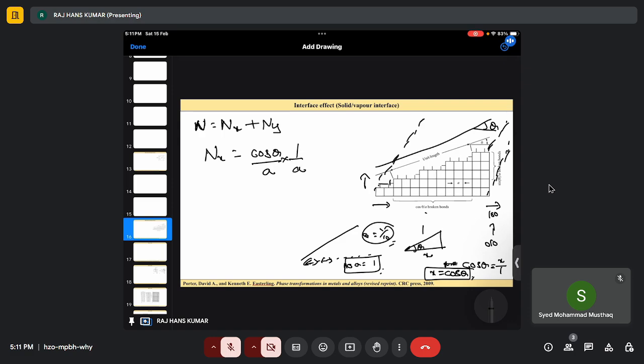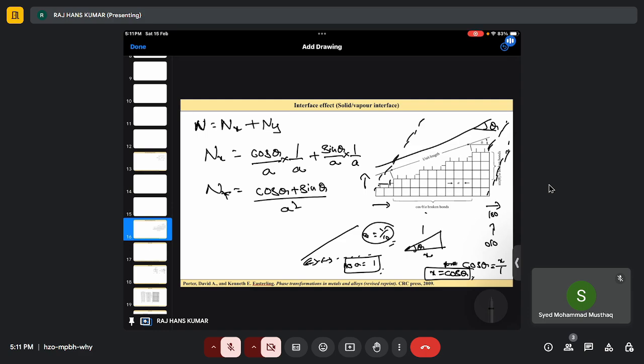by a? Because it is in z direction also. So sin theta by a into 1 by a. Now, number of atoms along x direction, right? So that will be equal to cos theta plus sin theta upon a square.